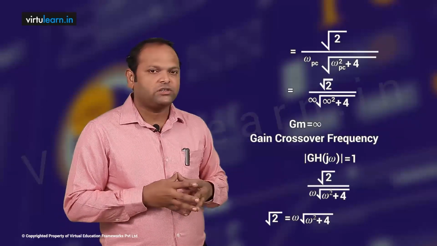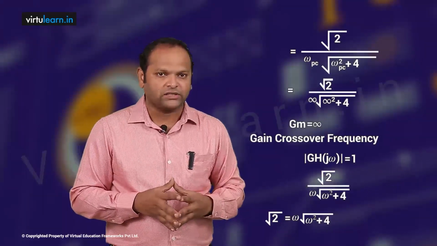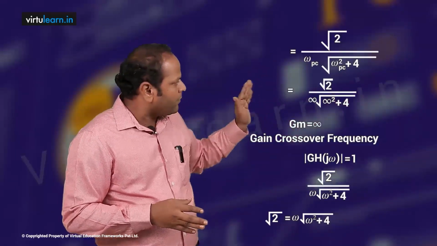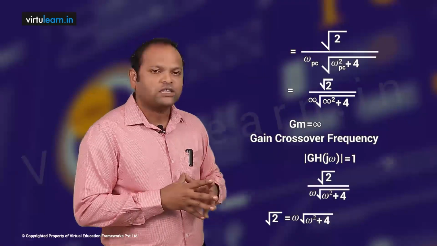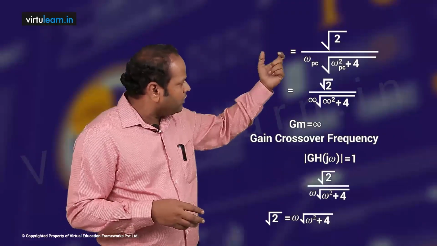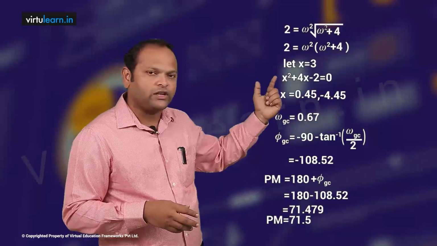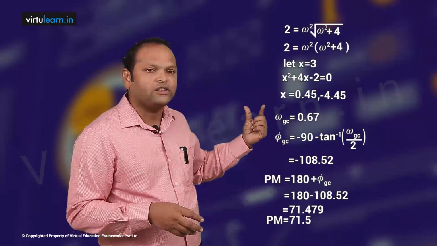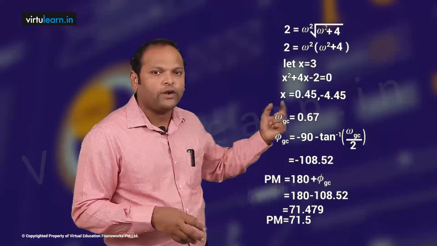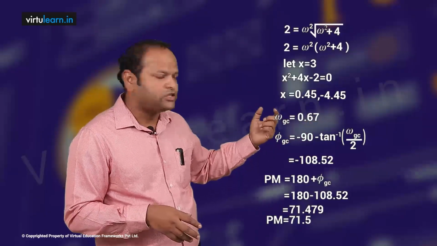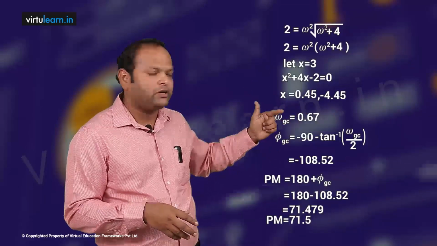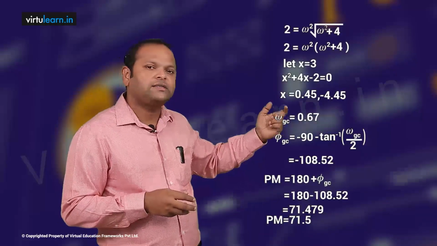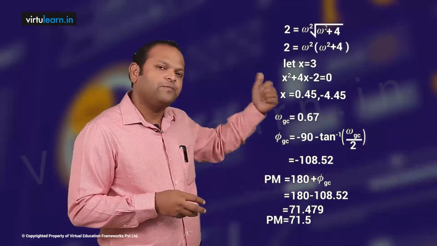To find the phase margin, find the gain crossover frequency, which means equate the magnitude to 1. Magnitude is root 2 by omega into square root of 4 plus omega square, equal to 1. Then you simplify this, take x equal to omega square, and in terms of x you will get a positive value and a negative value. We take only the positive value, that is 0.45. When you take the square root of that, you have 0.67. So omega GC is 0.67.